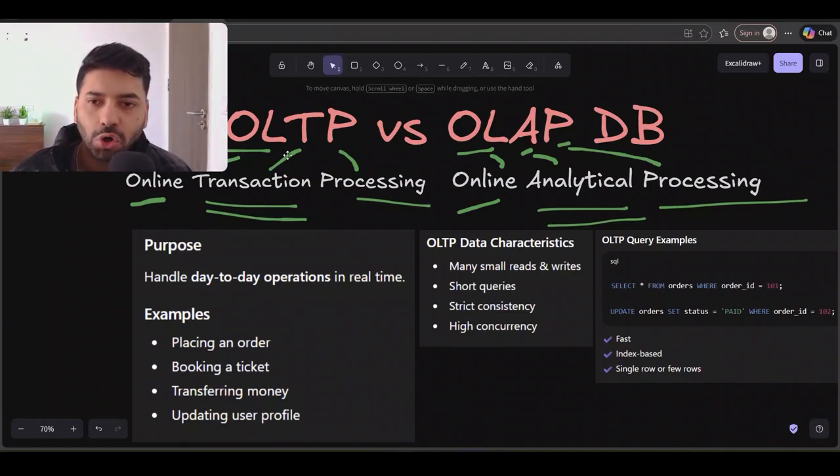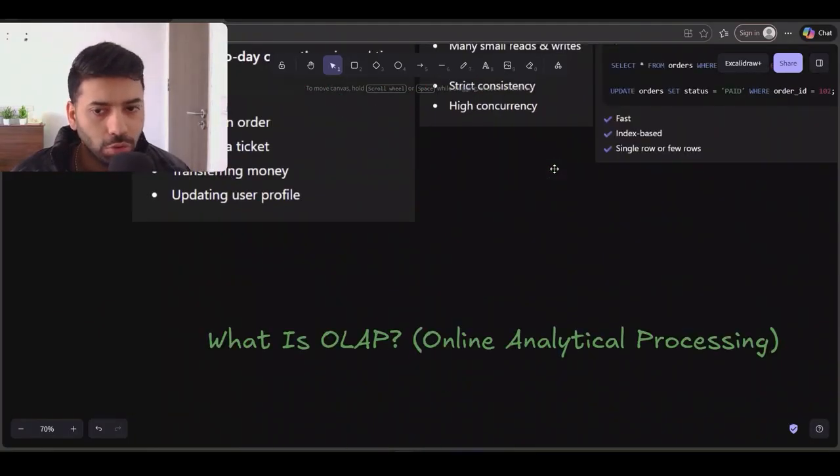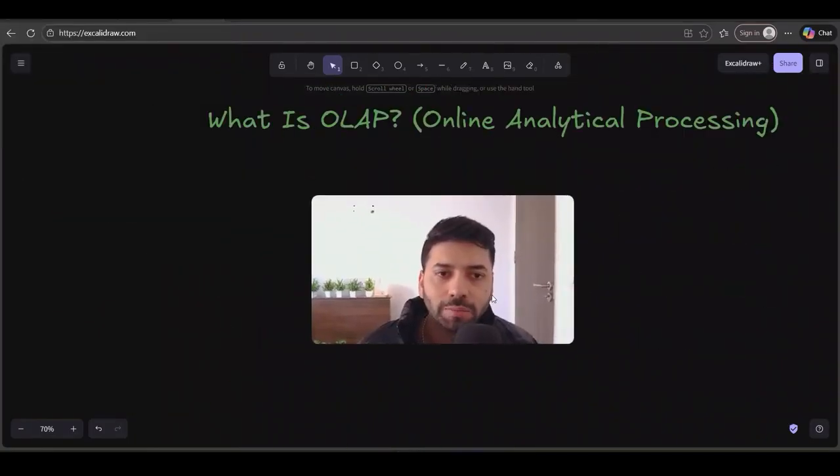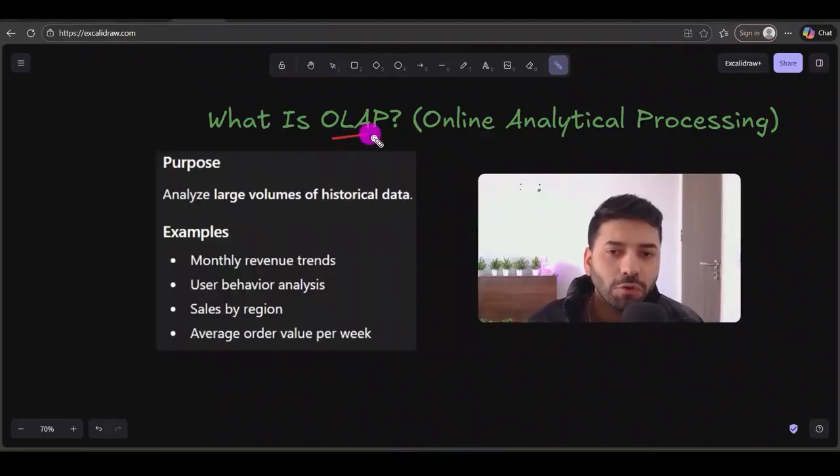So here we discussed OLTP. Now let's also discuss OLAP. So what is OLAP? The full form is Online Analytical Processing. As you see in the full form, it contains "analytical". So this category will be used more for understanding the business, like the analytics, metrics, logs, etc.